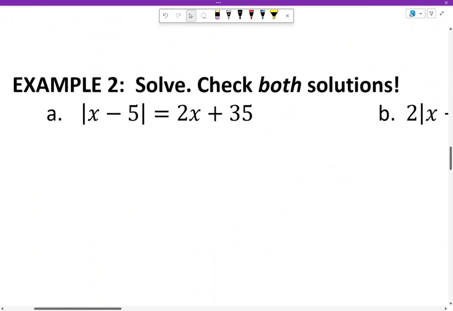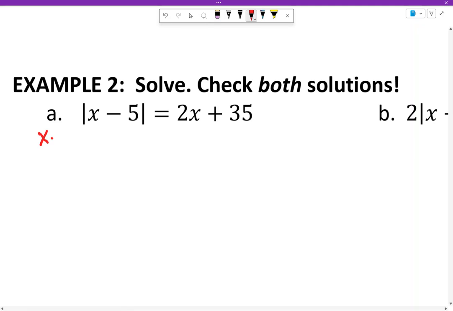Let's keep going on some slightly more challenging ones. Now, we have a variable on both sides, but the concept is the same. Whatever's in the absolute value here, x minus 5, has to equal 2x plus 35 or negative 2x plus 35. So let's write those two cases.